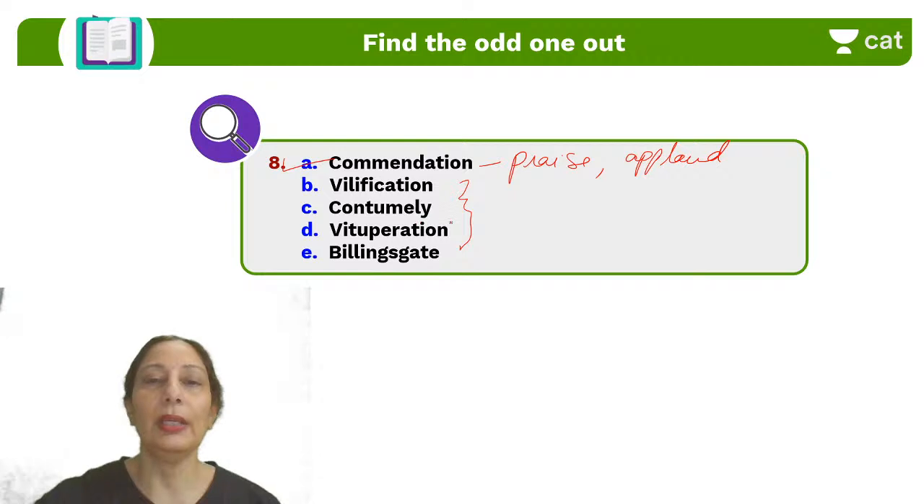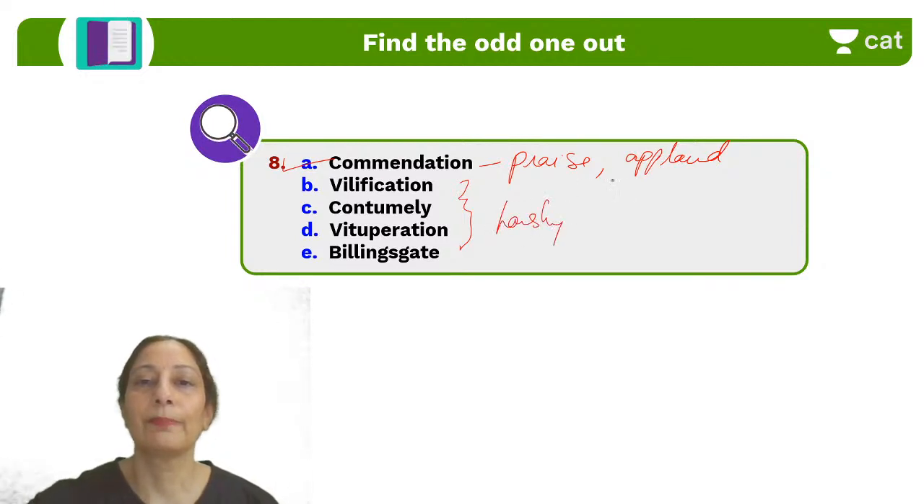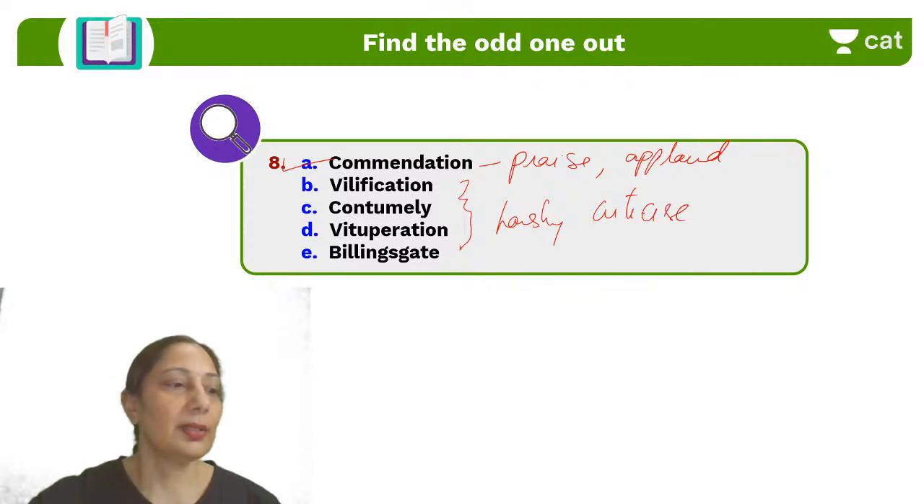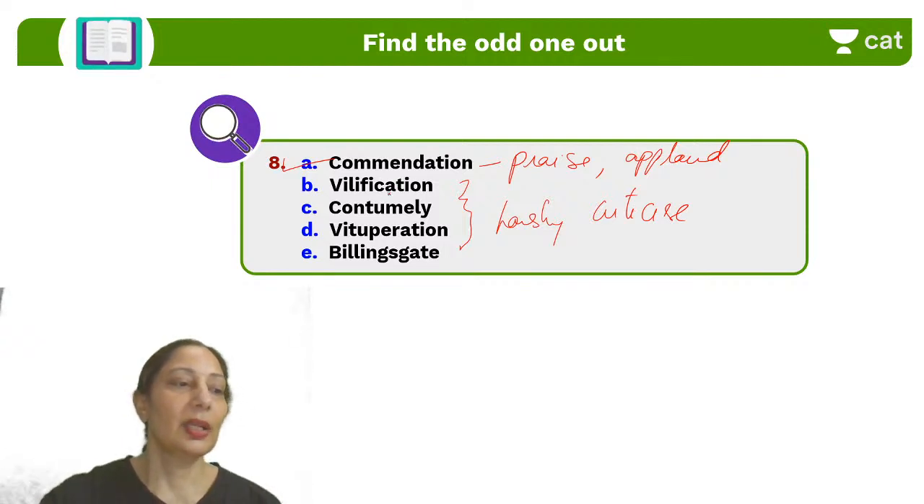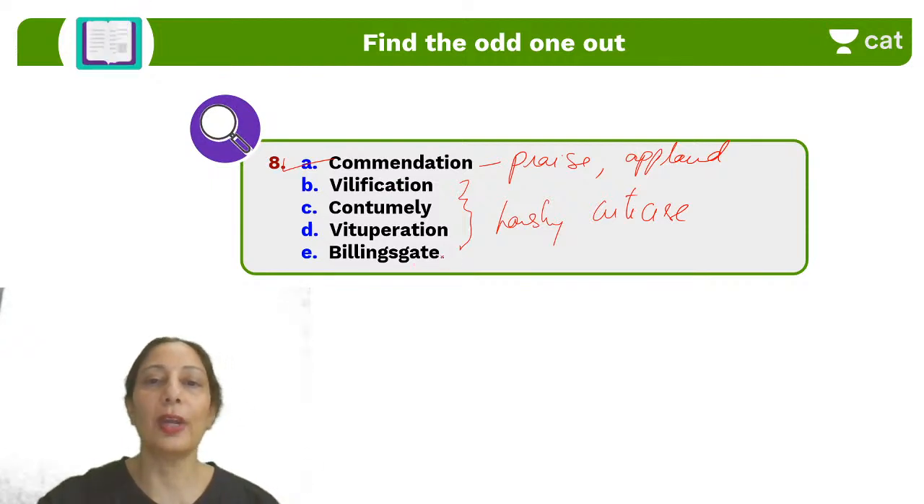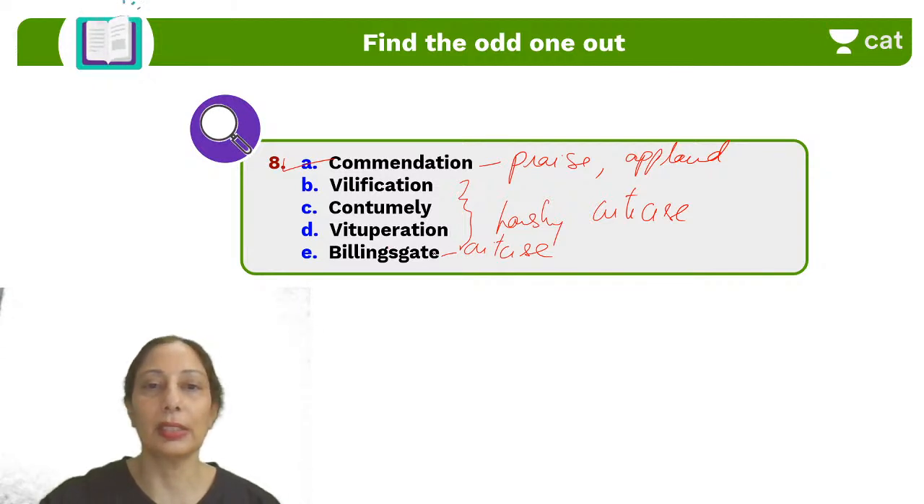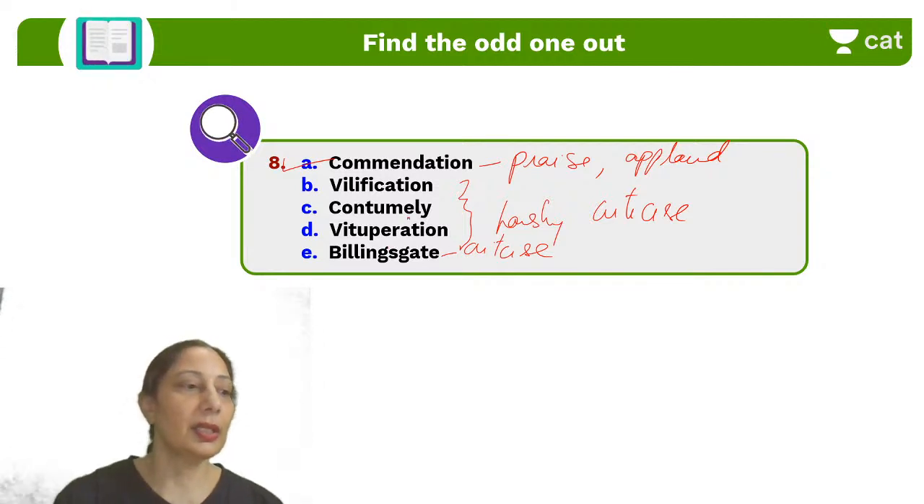Vilification, contumely, vituperation, Billingsgate are all where you are trying to harshly criticize somebody. Harshly criticize. Right? Yes. So therefore the answer is A. A is the answer. Yes, Billingsgate also means to find fault with somebody, to criticize. Yes, it comes from the name of a character in mythology called Billingsgate, and he was known to be very critical. Right? So the answer is A, guys.